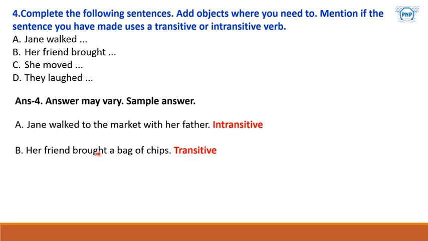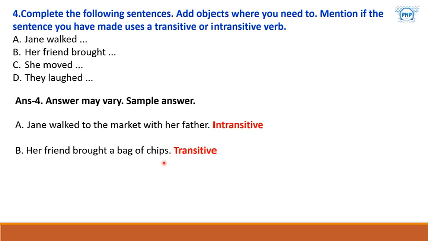Her friend brought. What brought? A bag of chips. What her friend brought? A bag of chips. We are getting an answer. But here, what Jane walked to the market? No. Whom Jane walked to the market? No. Both ways we are not getting an answer. Hence this one is an intransitive verb example. But here we are getting an answer. How? What her friend brought, and we are getting the answer, a bag of chips. We are getting this much as an answer.